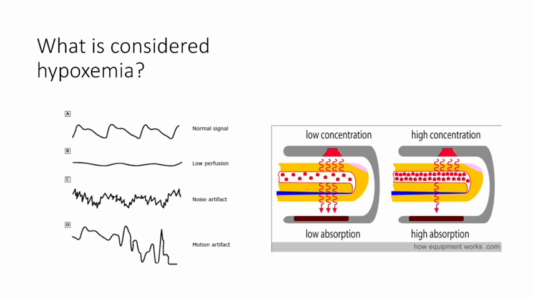Yeah, so less than 60. So less than 60 on an ABG is considered hypoxemia. And what would you consider as hypoxemia on a pulse oximeter? Yeah, less than 90. And so a value of 60 on an ABG corresponds with a value of 90% on a pulse oximeter.